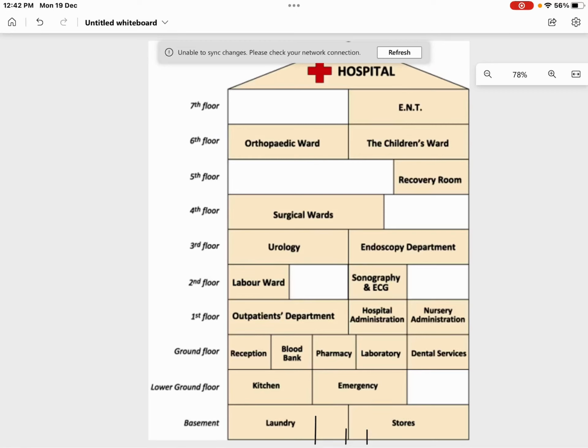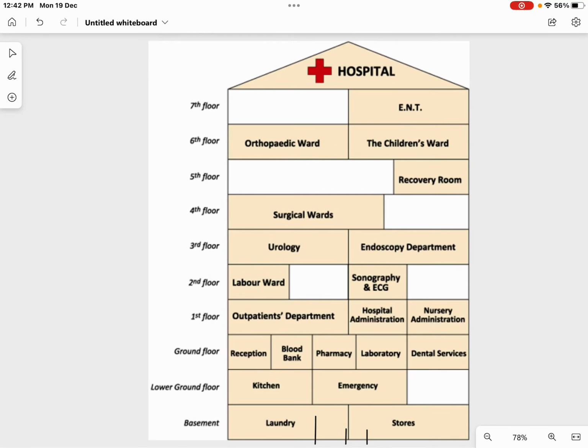Hello, today we are going to talk about different departments in a hospital and the names of the doctors or hospital staff that are associated with each department. So this is for people who wish to make their English better, and they're working in the healthcare department.